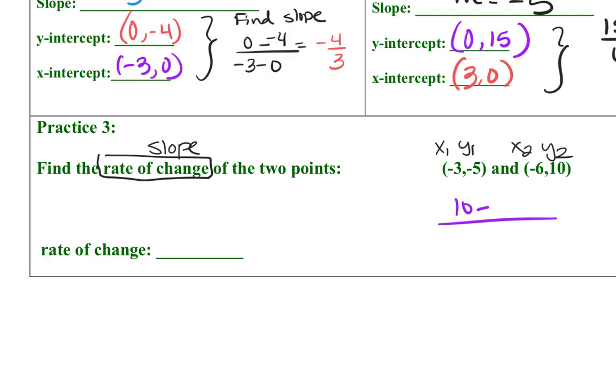10 minus -5. Marilena, since you want to tell me, what are my x's? Minus -3. Good. Double negatives make that a positive, but y'all can just enter this all in the calculator. -5 as a final answer. Okay, so your slope is just going to be -5.